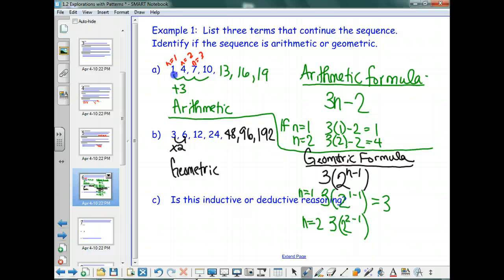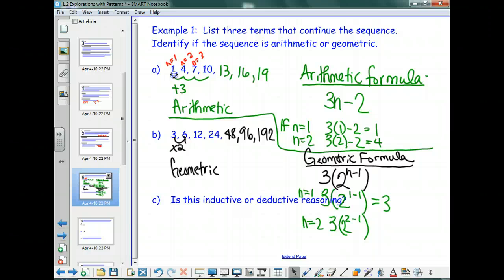5,244,288. Big number, right? Considering it's only the 19th or 20th term, it's a pretty big number. All right, so let's actually answer this question here at the end of the slide. It says, is this inductive or deductive reasoning? So go back and remind yourself which was which on that first page.